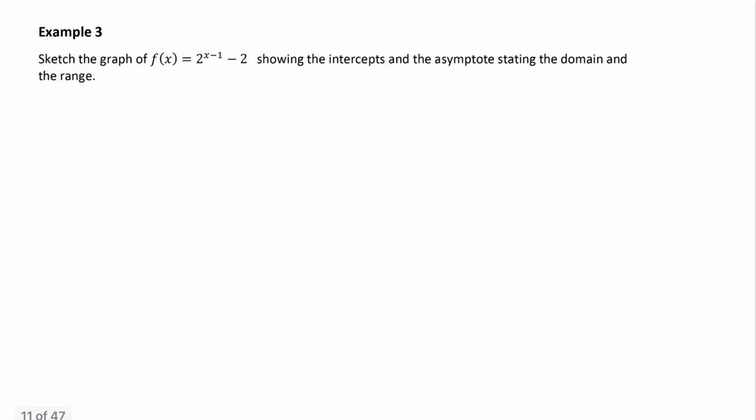Example 3: sketch the graph of f of x is equal to 2^(x minus 1) minus 2, showing the intercepts and asymptotes, stating the domain and the range. So there's lots of things that we have to do. So first of all, we need to sketch, but in order to sketch, we need to make sure we've also got our intercepts and asymptotes.